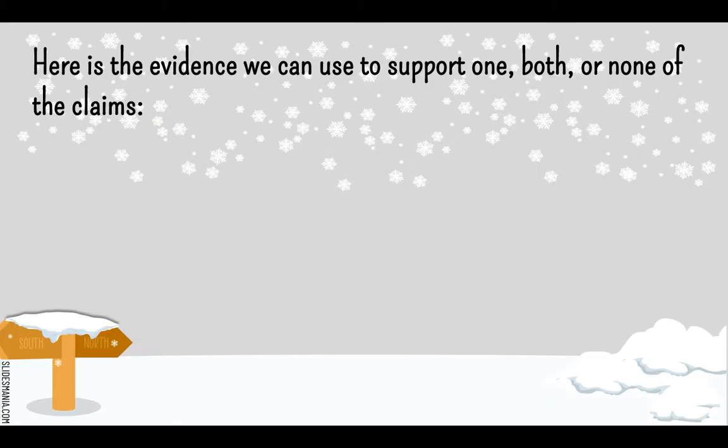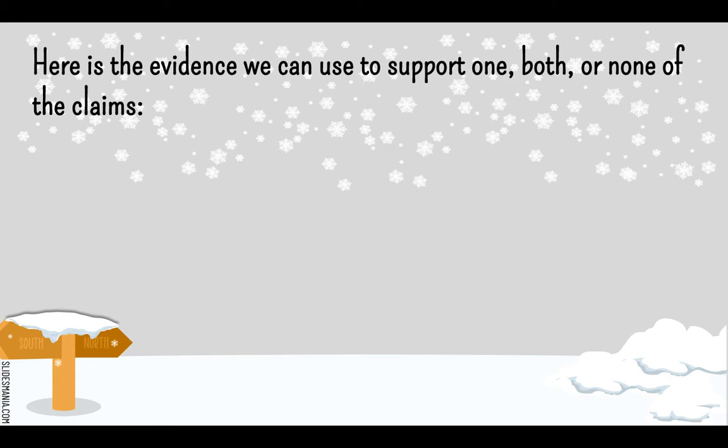So we have evidence that we have gathered over the last few lessons that could support one, both, or none of the claims. After I go through the evidence that we have collected, you will have three questions that will bring up each claim, and you will decide which pieces of evidence support the claim. So you might have a piece of evidence that could support one claim only. It could support both claims, or it might support none of the claims.